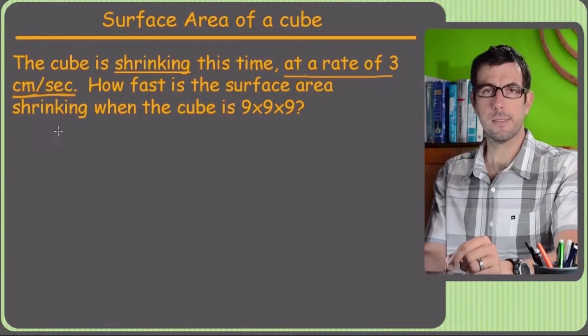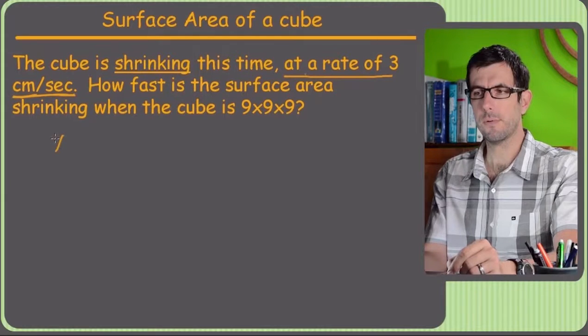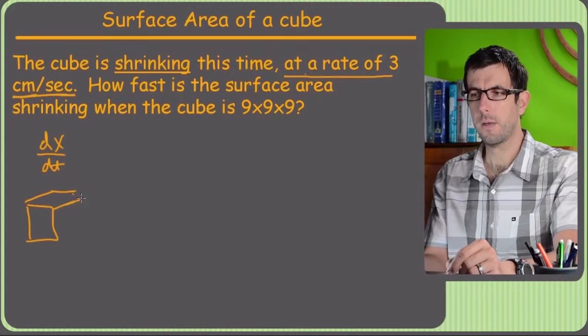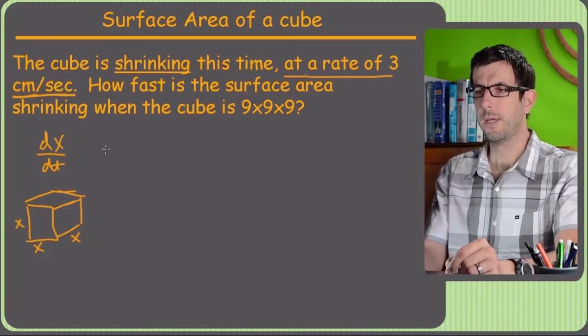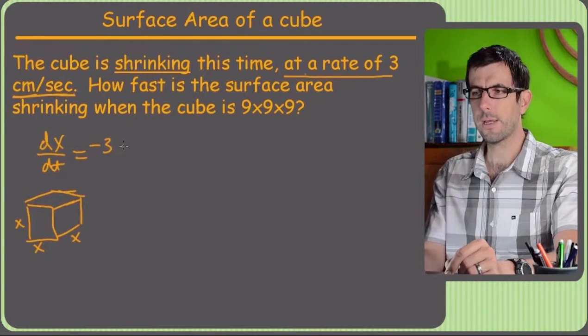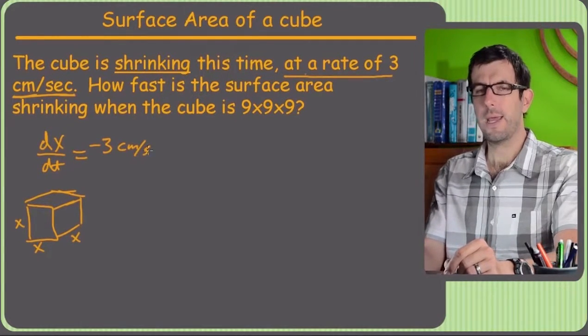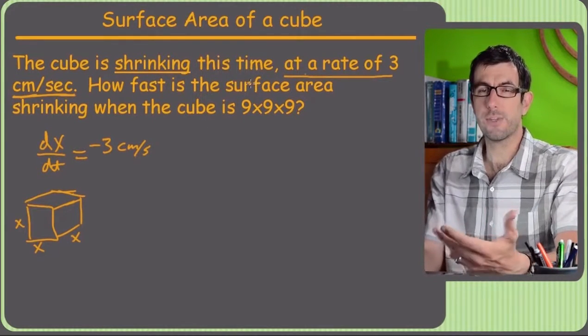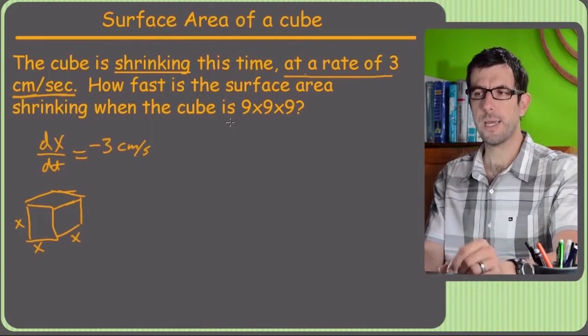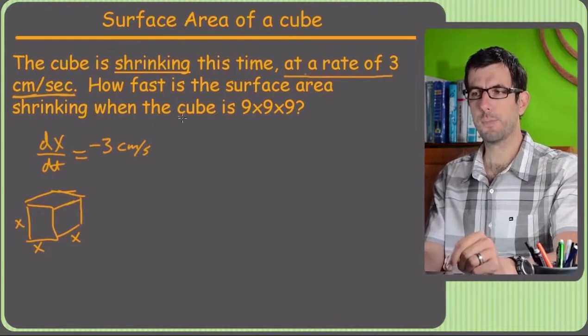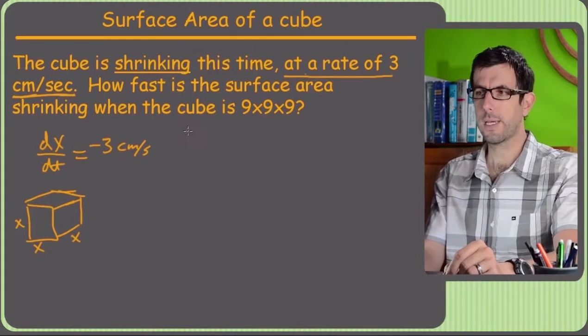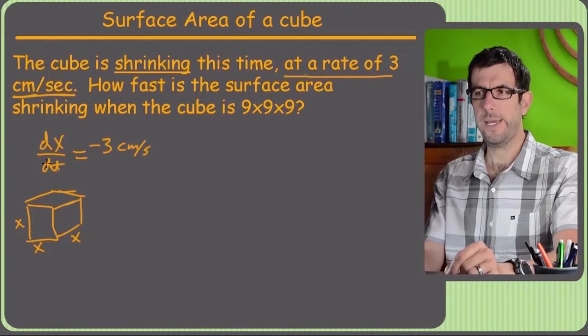So if we call x the length of an edge, then what we're saying is that dx/dt, I can draw this little cube real quick. Alright, so this is an x by x by x cube. So dx/dt is negative 3 centimeters per second. And that minus sign doesn't really matter that much, except that the surface area will also be shrinking, and therefore our answer should probably be negative. But it'll turn out that the signs will probably work out and we'll get a negative answer if we just plug in properly using the correct dx/dt. All right, so that's how fast the edge length is changing.